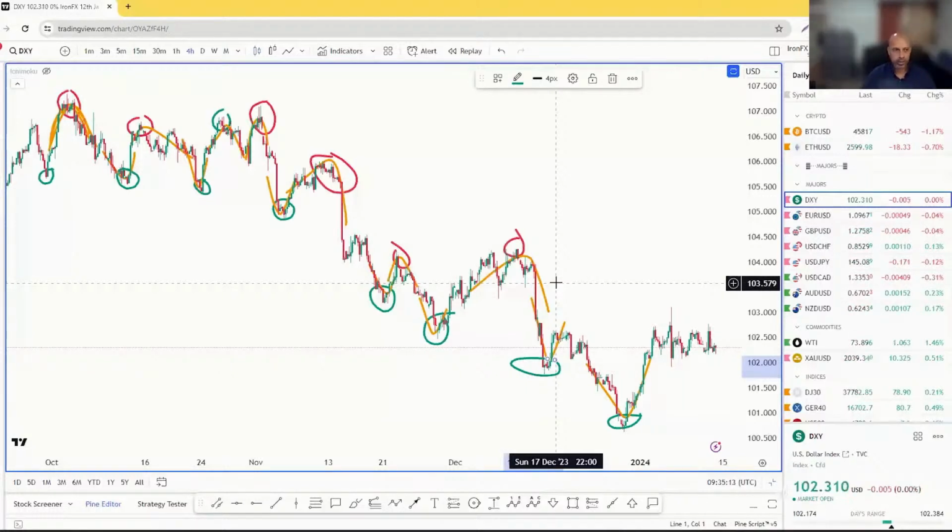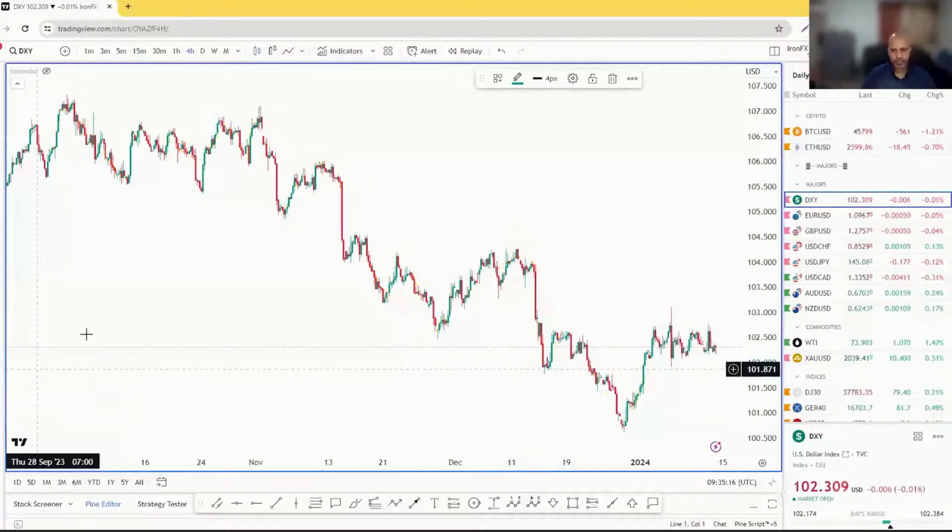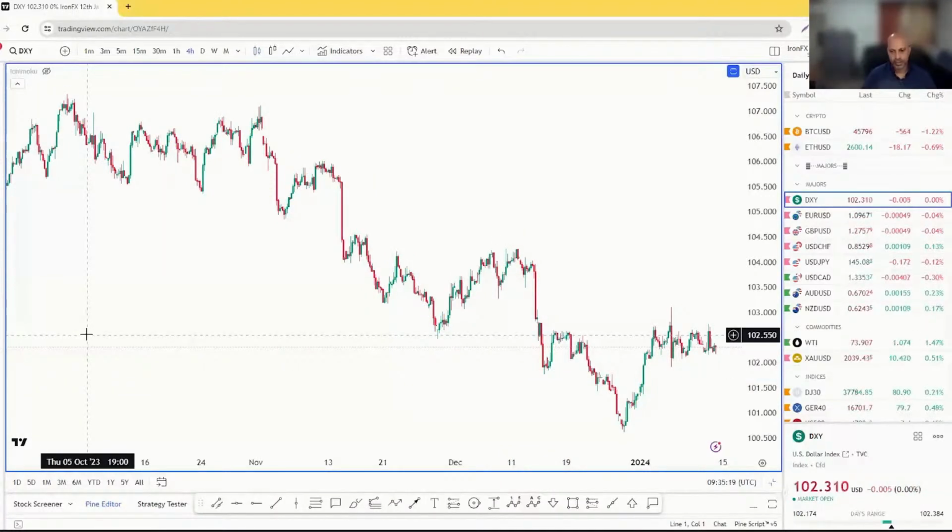Okay, so now I'm going to clear all of this, and I'm going to show you how we can draw the Fibonacci retracement for these swing highs and swing lows. All right, so we'll start with here on 29th of September and we'll end here on 3rd of October.